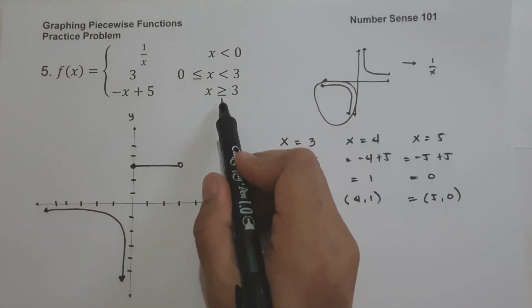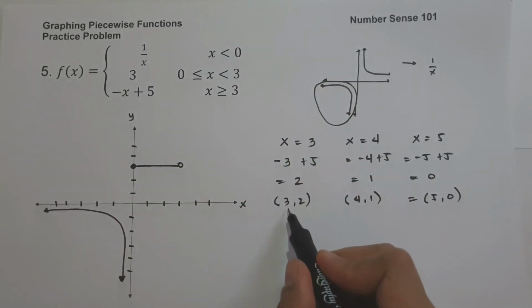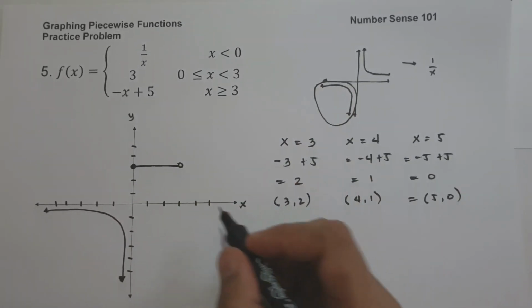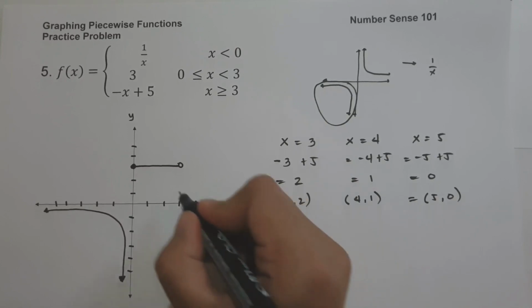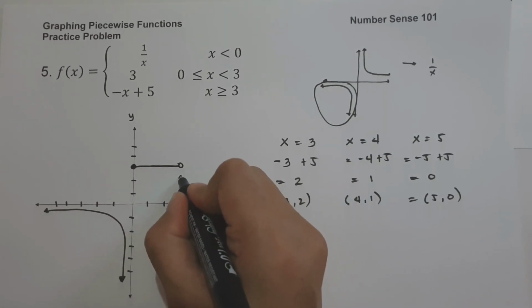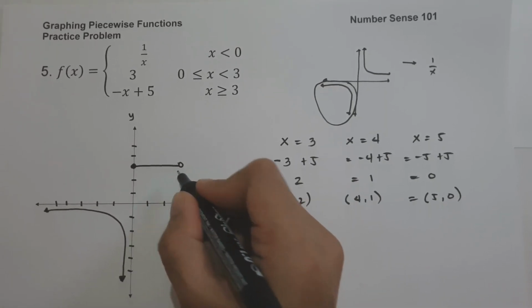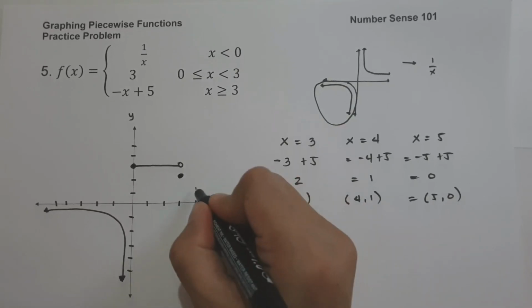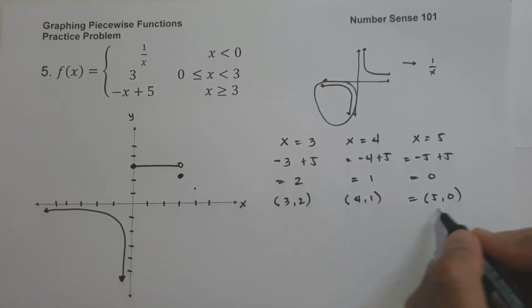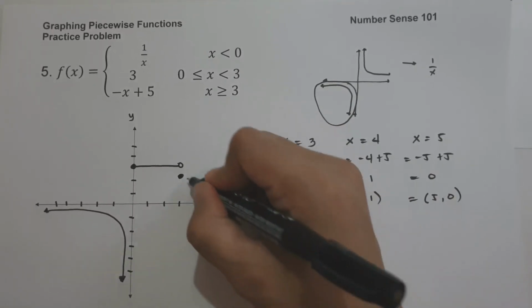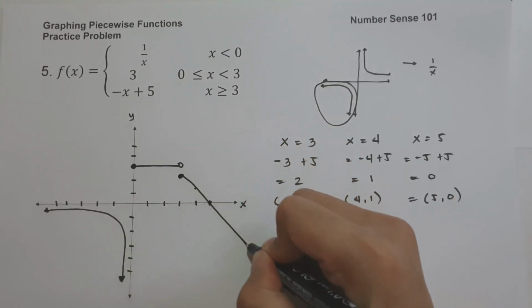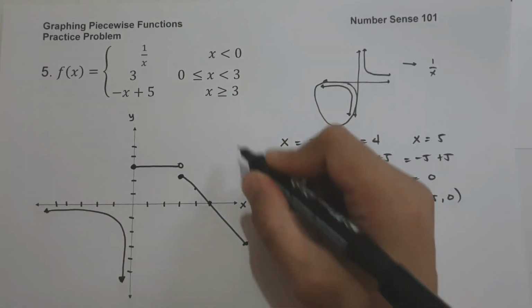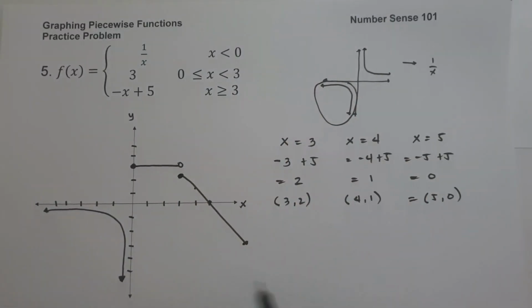Since we use greater than or equal, we are going to use a closed circle at 3 comma 2. Then the next point will be 4 comma 1, and then we have 5 comma 0, and the direction will be here because we use greater than or equal to, and this will be our answer.